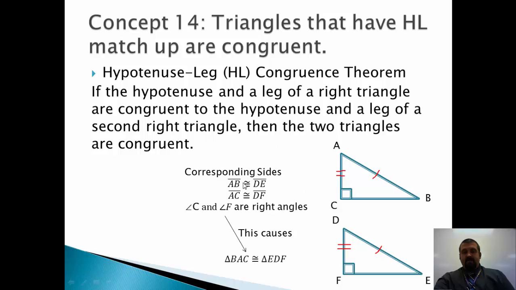So, segment AB and segment DE match up, segment AC and segment DF match up. So the hypotenuse and a leg in one triangle, the hypotenuse and a leg of another right triangle, these two triangles have to be congruent. Hypotenuse leg congruence theorem. So now I have three things available to me: side, side, side; side, angle, side; and the special case of side, side, angle, hypotenuse leg. Those are the only three things I can use now as shortcuts to say that two triangles are congruent.